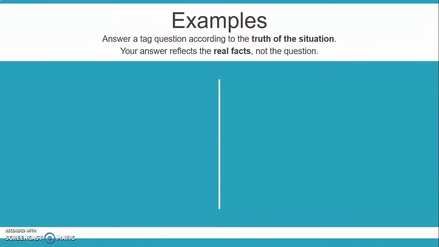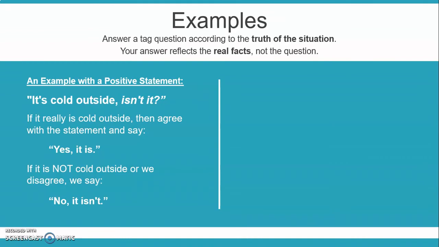Look at these examples. As I've said earlier, answer a tag question according to the truth of the situation, and that means your answer reflects the real facts, not the question. So this is very important, so as not to make a mistake. An example with a positive statement here. It's cold outside, isn't it? If it really is cold outside, that is a fact, then agree with the statement and you can say, yes it is. This is how you can answer. And if it's not cold outside or you disagree, you can say, no, it's not. No, it isn't, you can say.